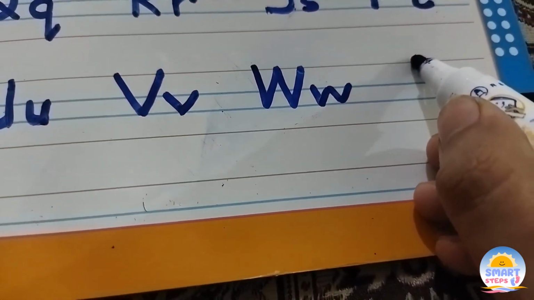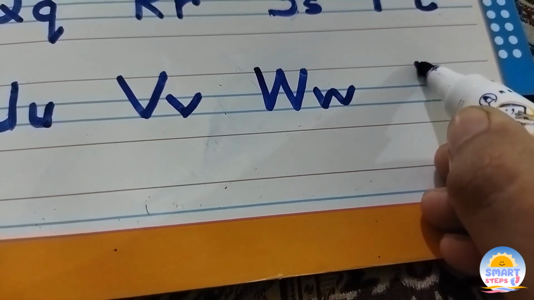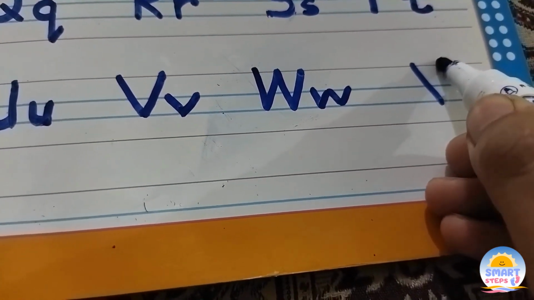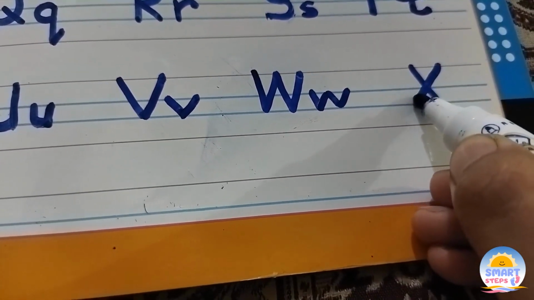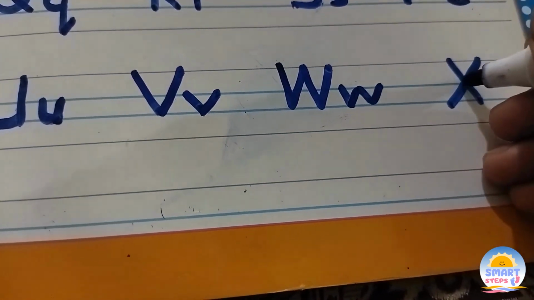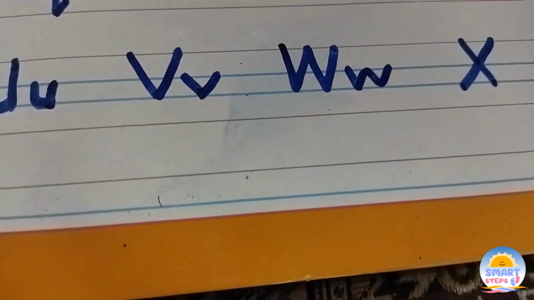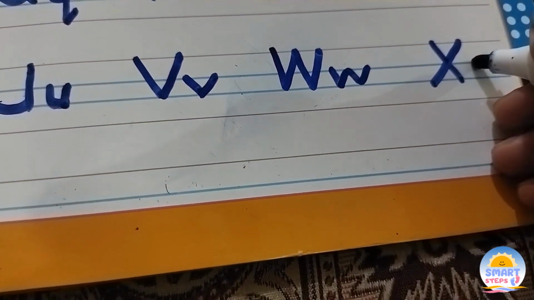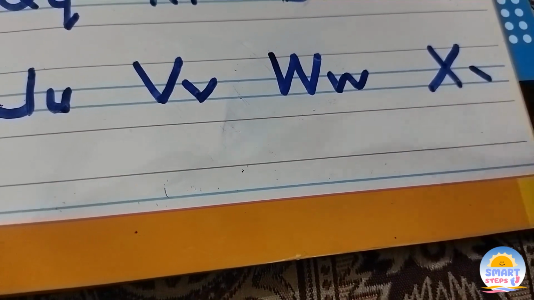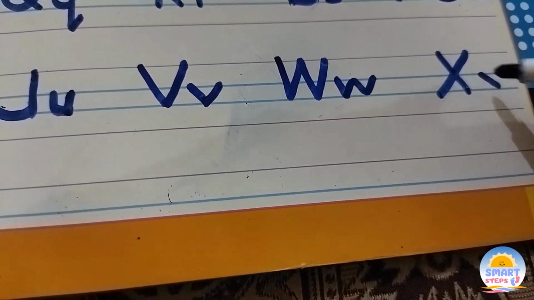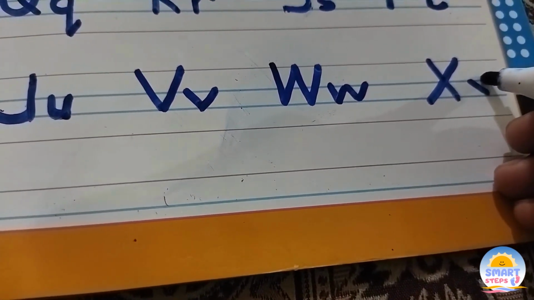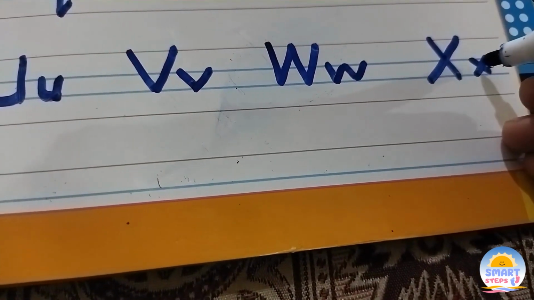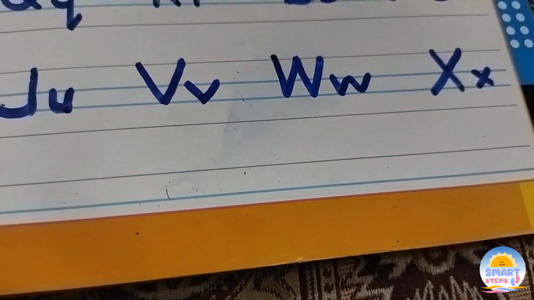X, a slanty line from top to bottom and another slanty line from top to bottom which crosses it in the middle. The same way lowercase x, a slanty line from middle to bottom, and another slanty line from middle to bottom which crosses it in the middle or center.